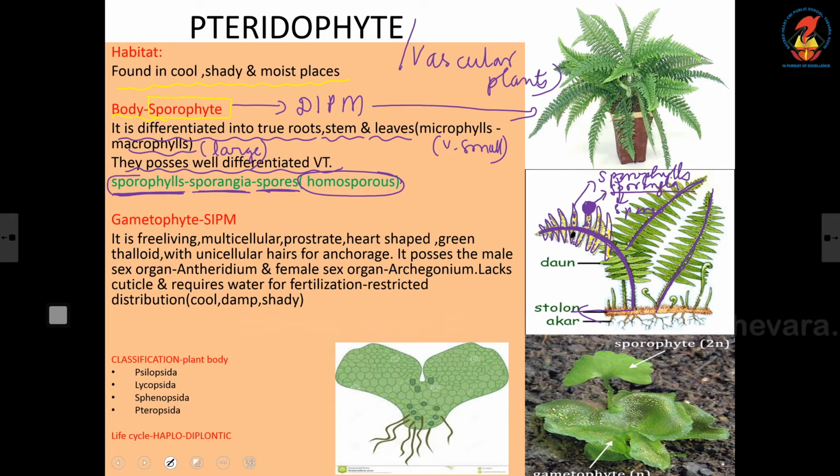Once again, get the hierarchy. The sporophylls are the leafy structures which contain sac-like structures which contain spores, called the sporangia, and inside the sporangia there are a number of spores, and the spores are homosporous. I hope it is clear.